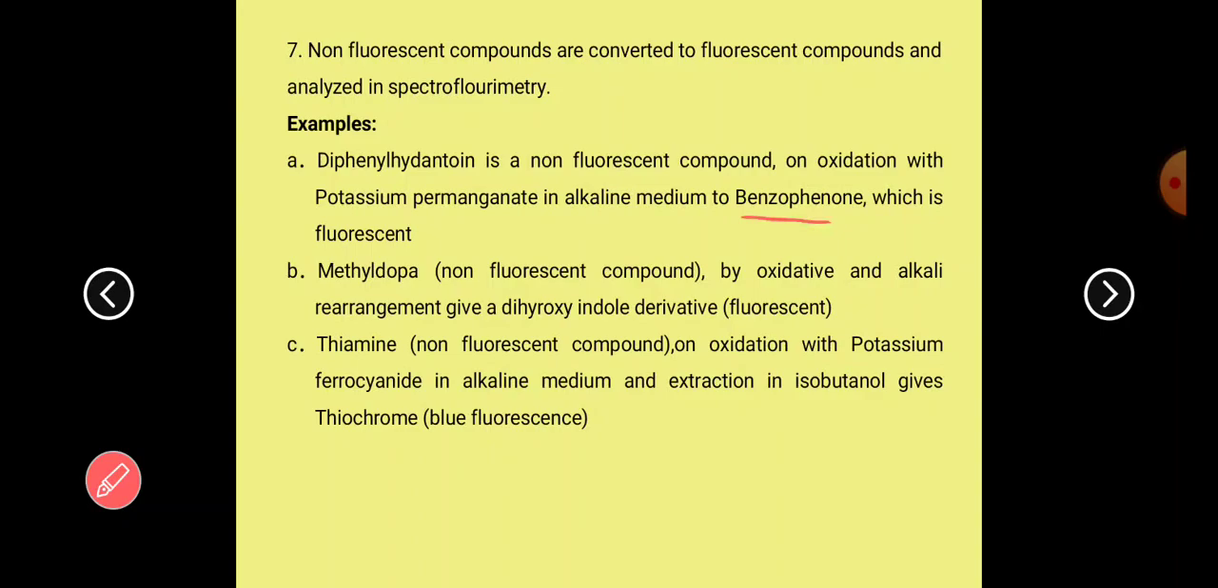Methyldopa. It is a non-fluorescent compound, but it can be converted into a fluorescent compound by oxidative and alkali rearrangement, which will give a dihydroxyindole derivative, which is a fluorescent compound. Thiamine. It is a non-fluorescent compound, but it can be converted into a fluorescent compound upon oxidation with potassium ferricyanide in alkaline medium and extraction in isobutanol. It will give the fluorescent compound thiochrome, which emits blue fluorescence.